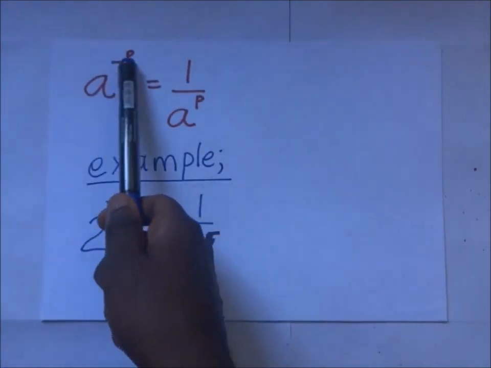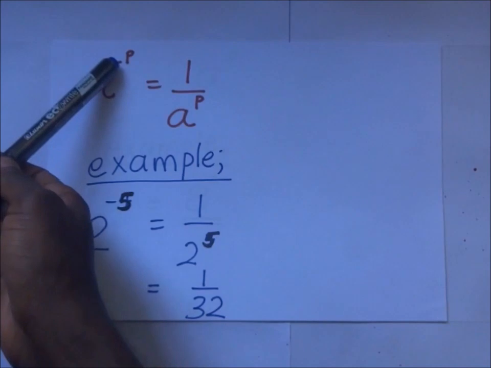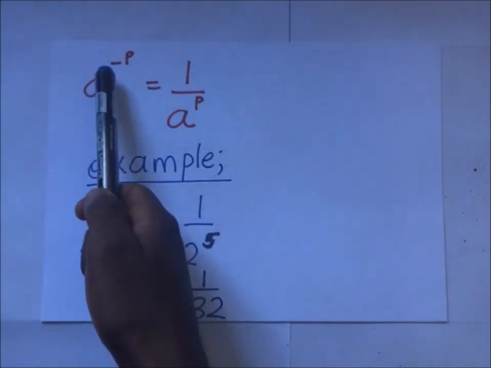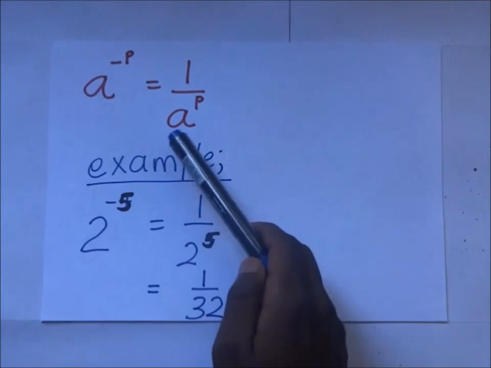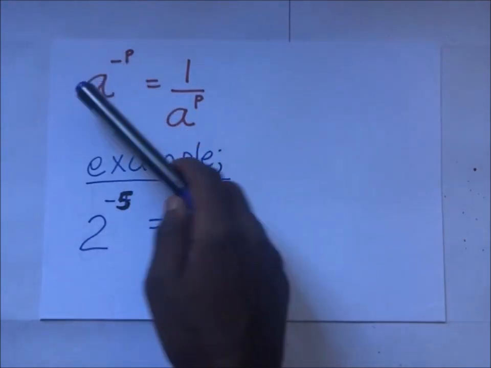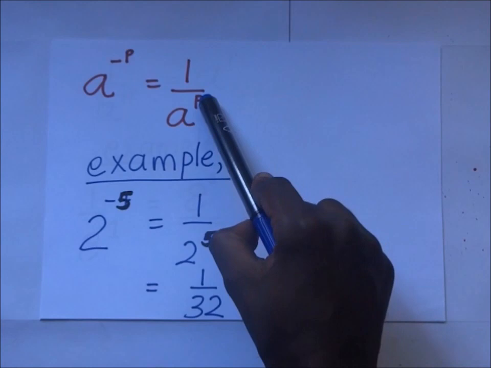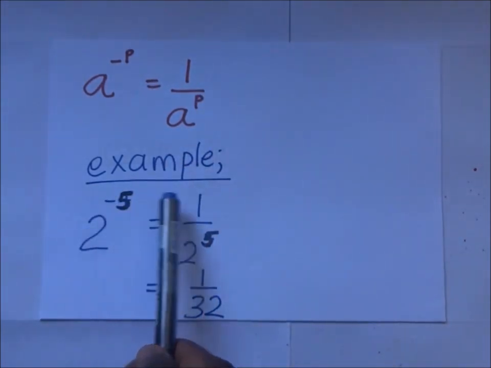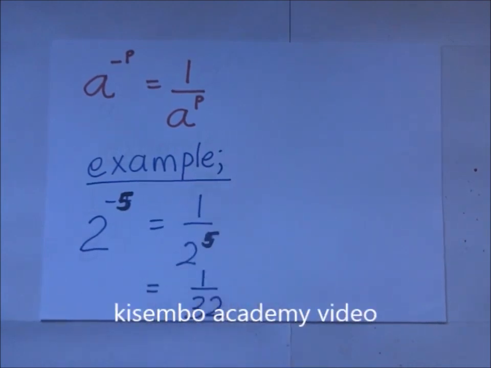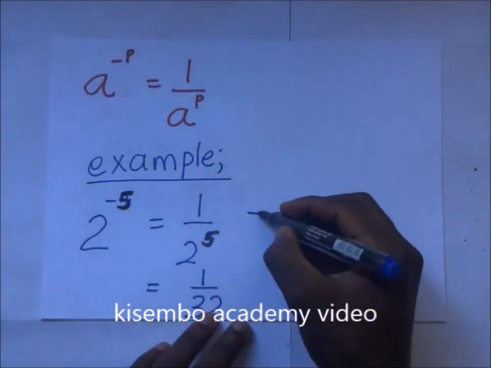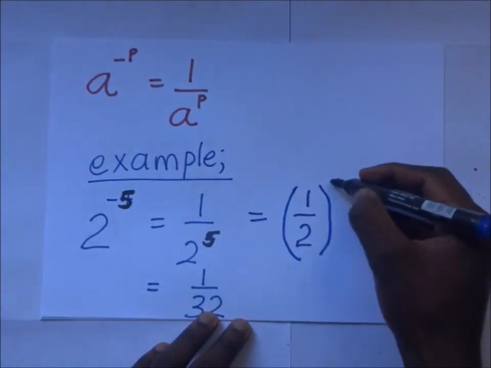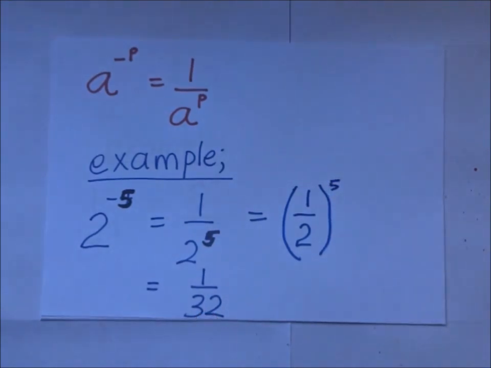And then we have a to the power negative p. Now that negative serves to represent the inverse, or the reciprocal of a. So a to the power negative p, to be able to remove that negative means that you put this a in the denominator, so it's going to be 1 over a to the power p. For example, 2 to the power negative 5 gives us 1 over 2 to the power 5, which is 1 over 32. Or this is the same as saying 1 over 2, and this whole thing is to the power 5. It's the same.